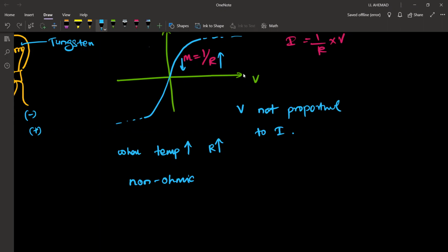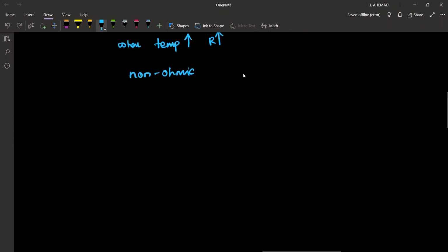Okay, noted. Next, we have semiconductors. As I mentioned, in semiconductors, when we increase the temperature, when we increase the voltage, current increases. We'll understand it later. For now, when temperature increases, current increases in semiconductors. So if you plot V versus I for semiconductors, we get a graph like this.